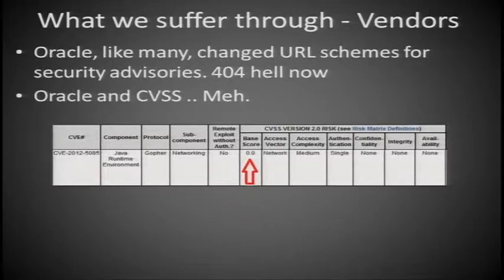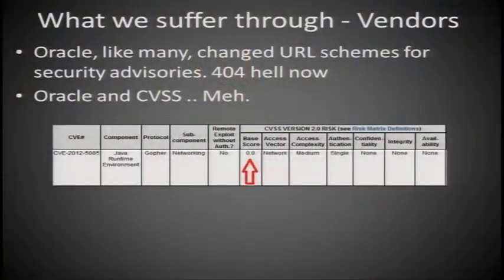Vendors, Oracle. We all love Oracle, don't we? So Oracle said, hey, we're going to get all fancy. We're going to do that CVSS thing. So a while back in Java, there was a vulnerability in Gopher. Gopher. Who ever used Gopher? Come on. Awesome. So I was like, this is the best vulnerability disclosure of the year. So I looked at it, and I was like, base score, 0, 0. How is that a vulnerability? 0, 0 means no impact to confidentiality or integrity or availability. If there's no impact to any of them, where's the vulnerability?